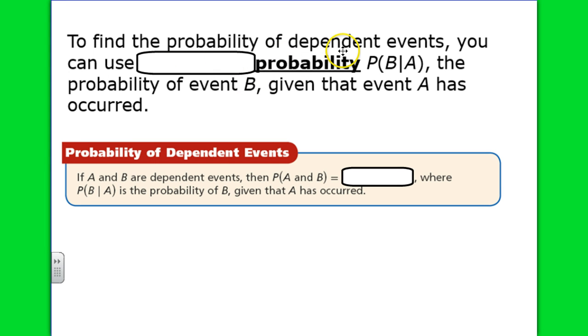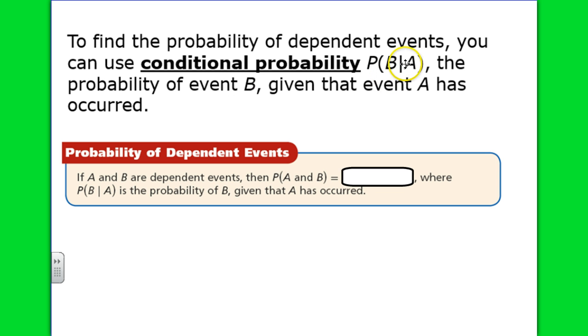So to find the probability of dependent events, you can use conditional probability. Conditional. So you might have thought it was dependent, but it's really the second draw is dependent on the first, so it's based on what was the condition after having drawn out the first, right? And here's how you can write that. Probability of B given the condition of A, right? Given that the event A has occurred.